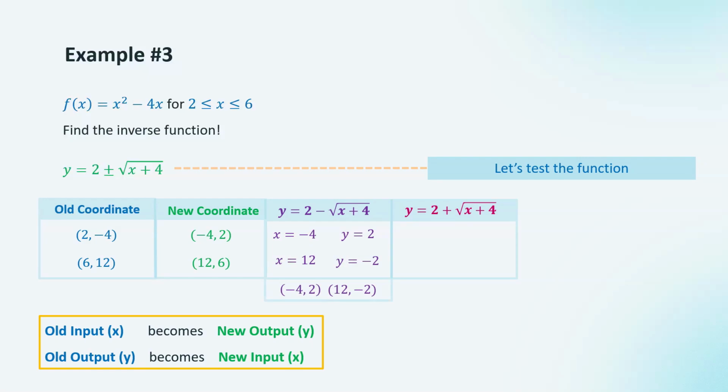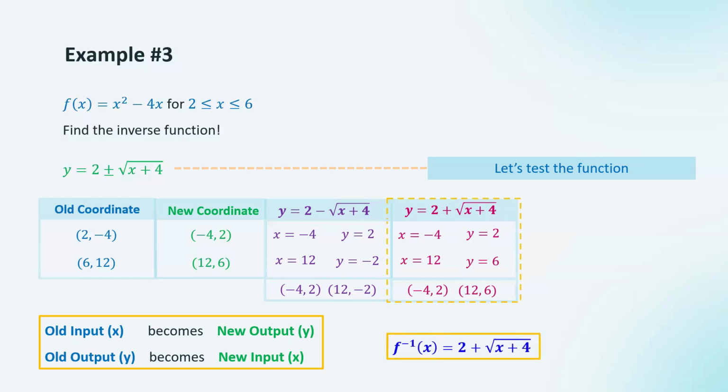Therefore, the correct one is the other one, which is the plus sign. So if we use the second alternative, which has a plus sign, if x is equal to negative 4, y is equal to 2, same thing. But if x is equal to 12, we know that y is equal to 6. So the coordinates that we get are the same as the new coordinates. Therefore, this is the right inverse function. So the inverse function, f inverse of x, equals 2 plus the square root of x plus 4.